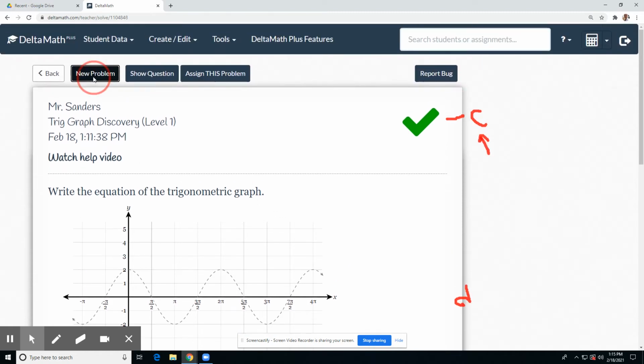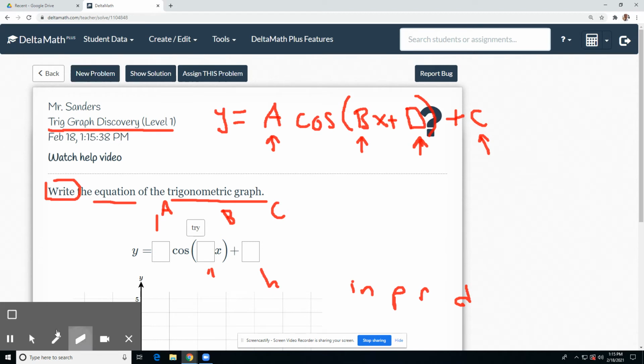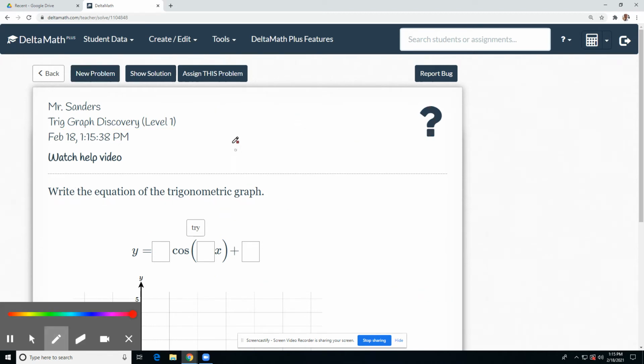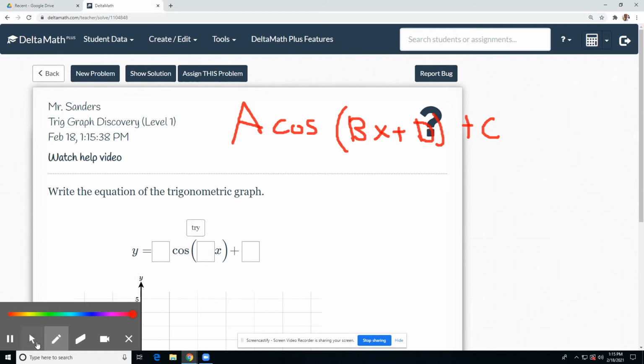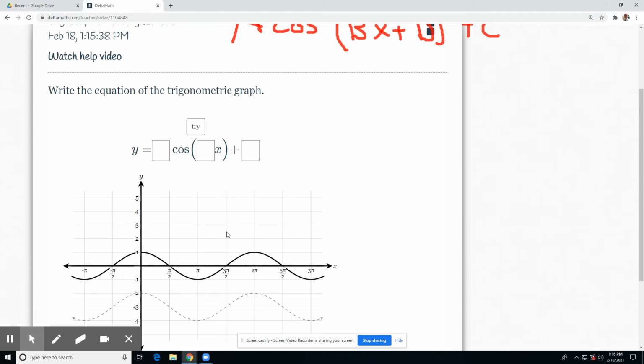Let's look at the next one. Got cosine again. A cosine, always rewrite it. It helps. Bx plus d, that has to be in parentheses, plus c. Midline, x phase shift, period effect, and our amplitude up and down. Okay, so notice there is no change in period. We have a maximum and an intersection at every similar spot.